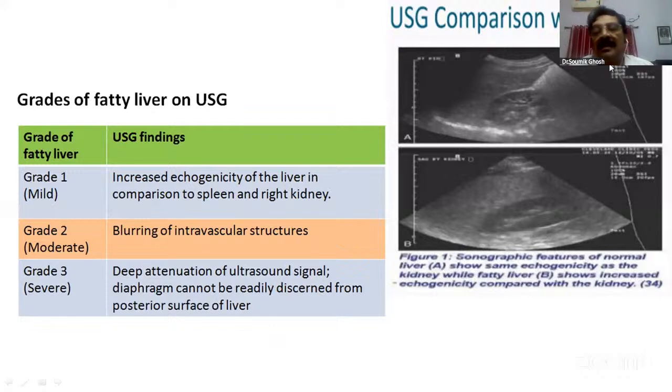For fatty liver, thanks to the radiologists, they are over-enthusiastic in diagnosing it. So the first fatty liver diagnosis without any symptom comes from the radiologist's reference, because they diagnose grade 1, grade 2, grade 3 fatty liver. Grade 1, which is mild, is notified as increased echogenicity of the liver in comparison to the spleen and right kidney. For grade 2, the intrahepatic vascular structures, that is the periportal structures, are blurred. Grade 3 is when there is deep attenuation of the ultrasound signals and the diaphragm cannot be discerned from the posterior surface of the liver, which indicates severe, grade 3 fatty liver disease by abdominal ultrasonography.